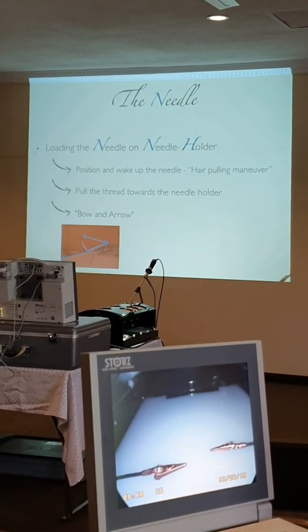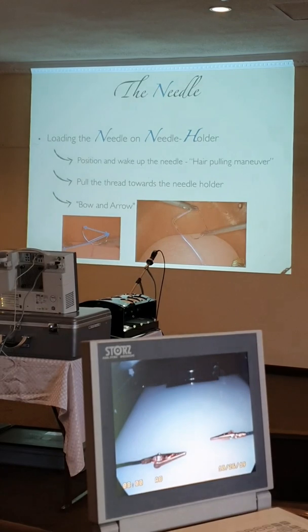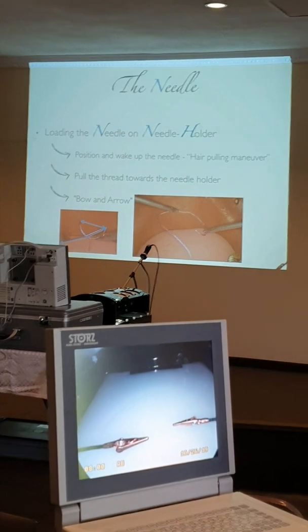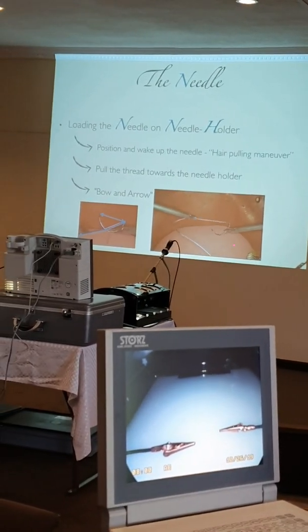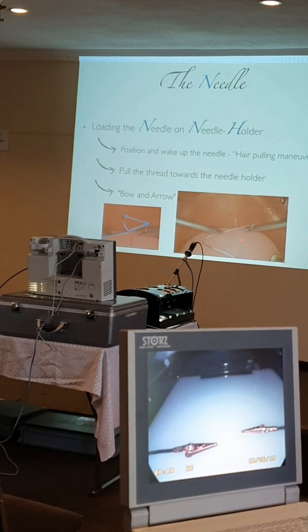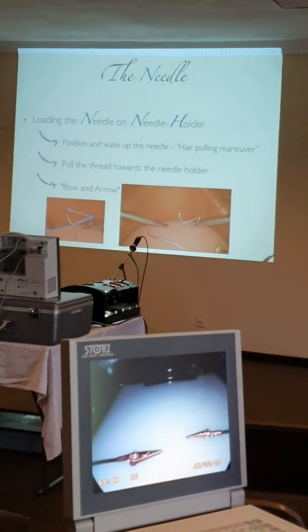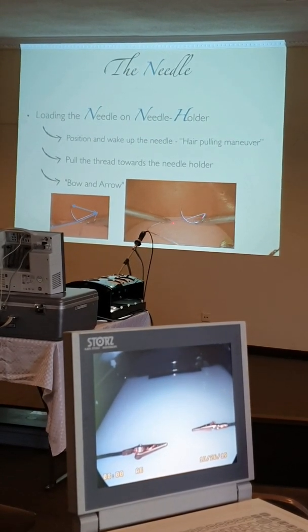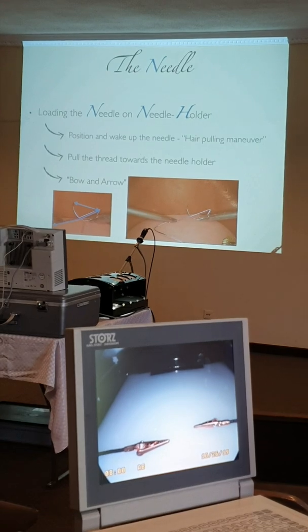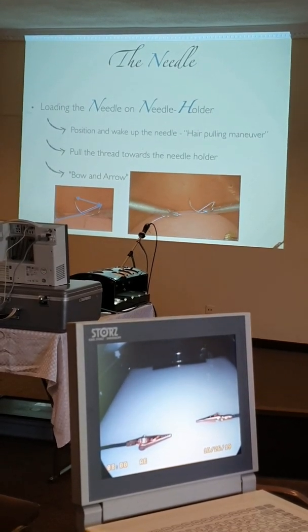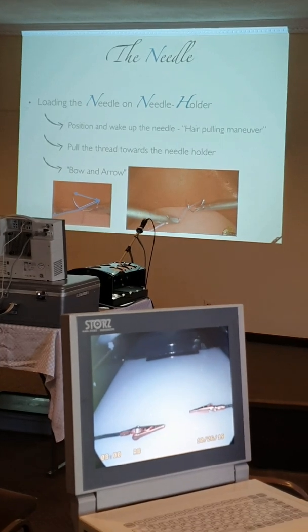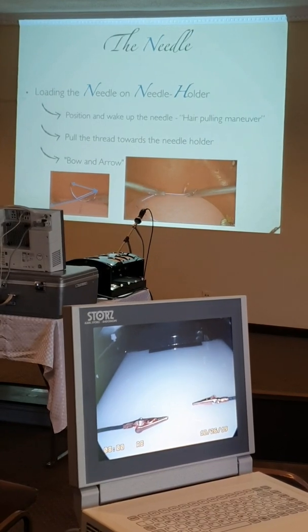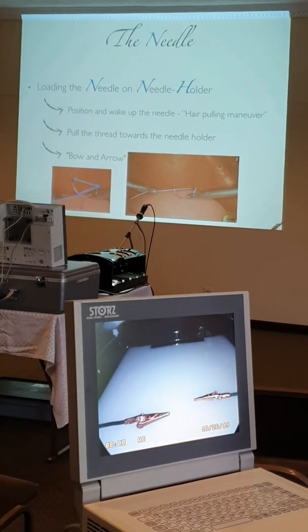And the last maneuver is the bow and arrow. Then look at the video. Here, move. You pull the thread, and now you make the bow and arrow. Now you make this maneuver to put the needle in the perfect situation in the needle roller to make the suture.